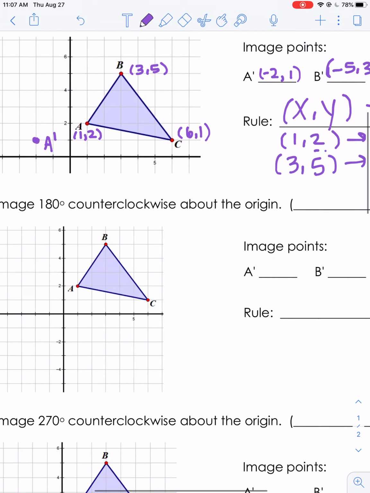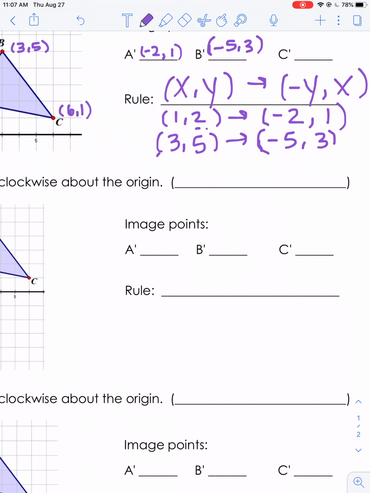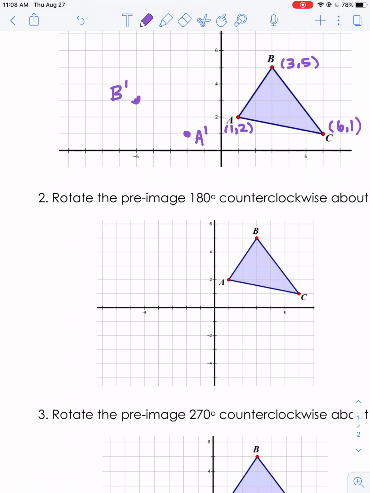And now the last one, C. C right now is at (6, 1). There's the pre-image. And when I rotate it, it will become (negative 1, 6). And that's where C prime should go. So we'll go over here, go to negative 1, up to 6. There's C prime, and I'll connect all my lines.